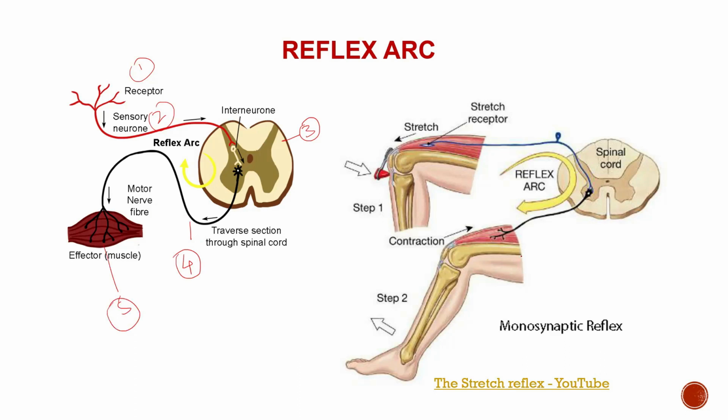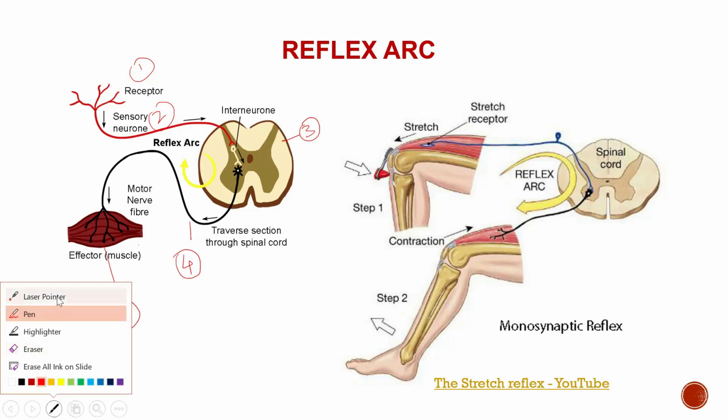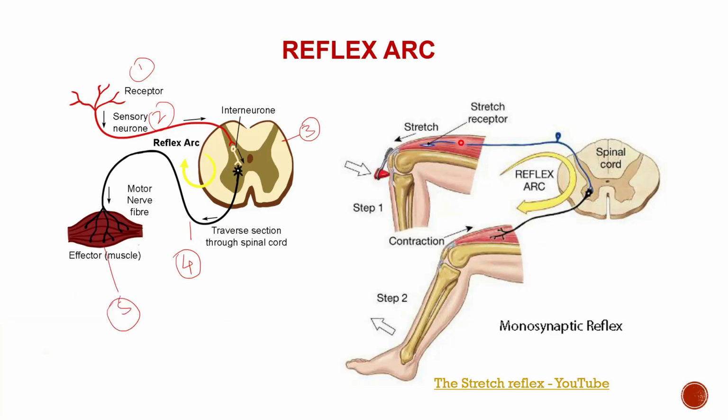Clear? So here is an example of a stretch reflex. Stretch reflex is your monosynaptic reflex. We have studied in detail about the stretch reflex. We know what the receptor for that is: the muscle spindles. Muscle spindles are the receptors for the stretch reflex.